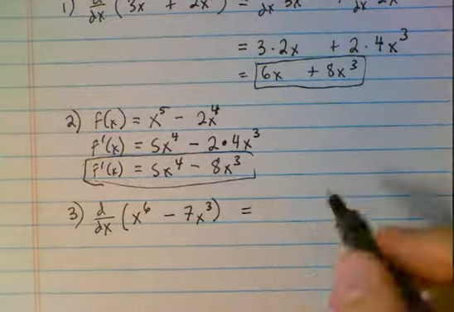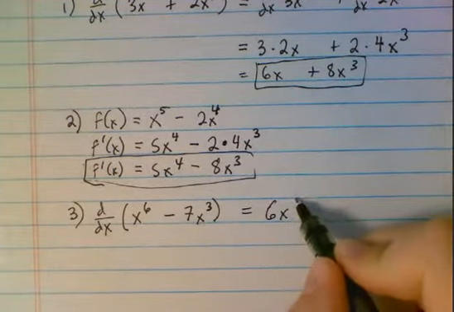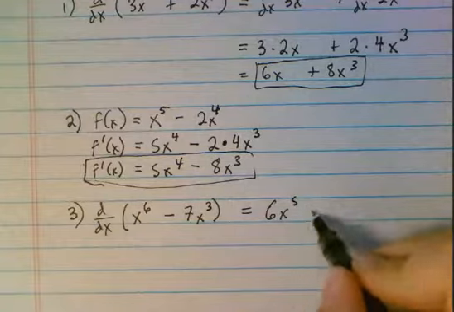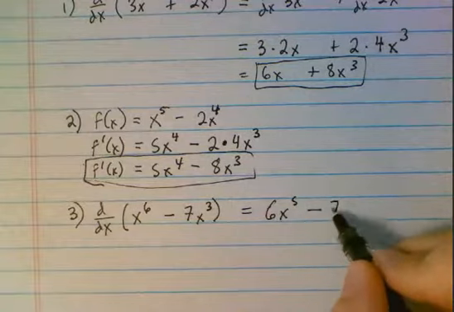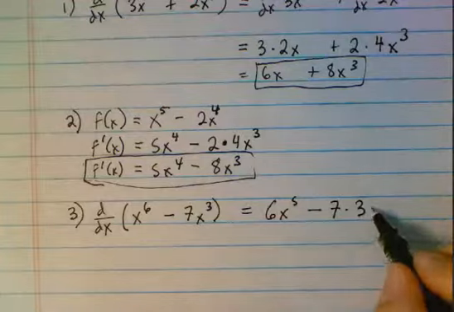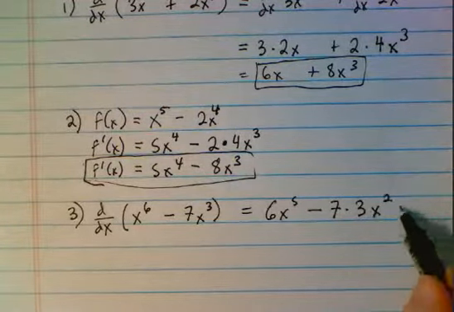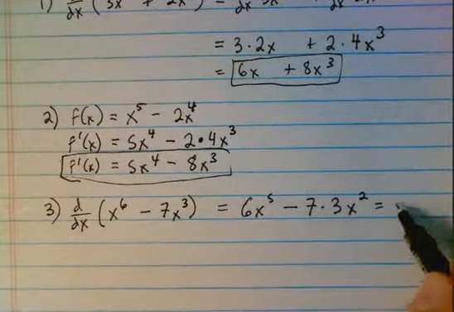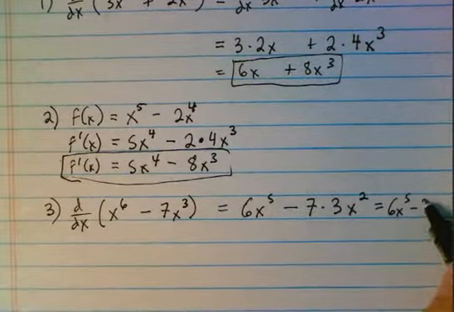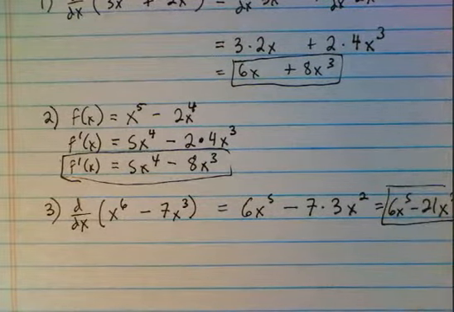Okay, we're just going to take the derivative separately. 6x, subtract 1 from the exponent. The 7 is along for the ride. We bring down the 3 and subtract 1 from the exponent. That gives us 6x to the fifth minus 21x squared.